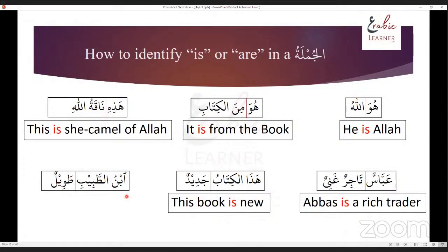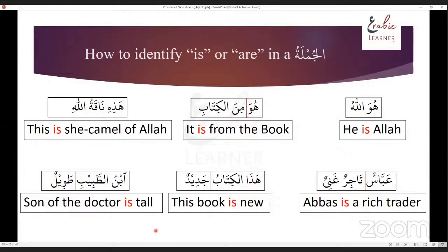So what will be the meaning of this sentence? Yes, mashallah, you have all become experts now. Son of the doctor is tall. Okay, I will stop here. Inshallah, we will continue tomorrow.